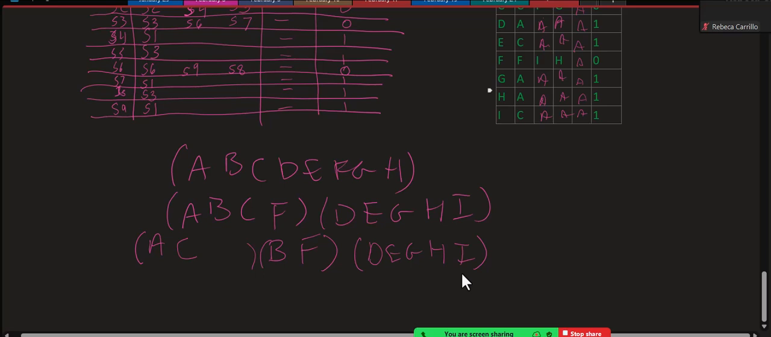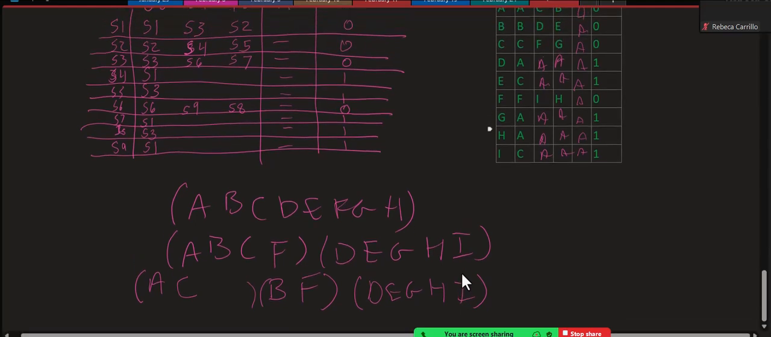But it looks like I did it wrong. So I'm supposed to have 5 partitions. Yeah, I guess I have to go through it again. I think I need to check my A and C.